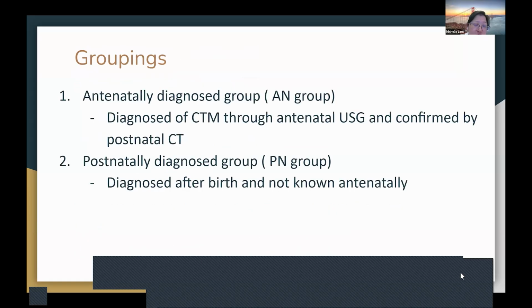Cases were divided into two groups for analysis. One is the antenatally diagnosed group, in which the CTM was diagnosed through antenatal ultrasound and confirmed by postnatal CT. The other is the postnatally diagnosed group, who were diagnosed after birth and were not known antenatally.